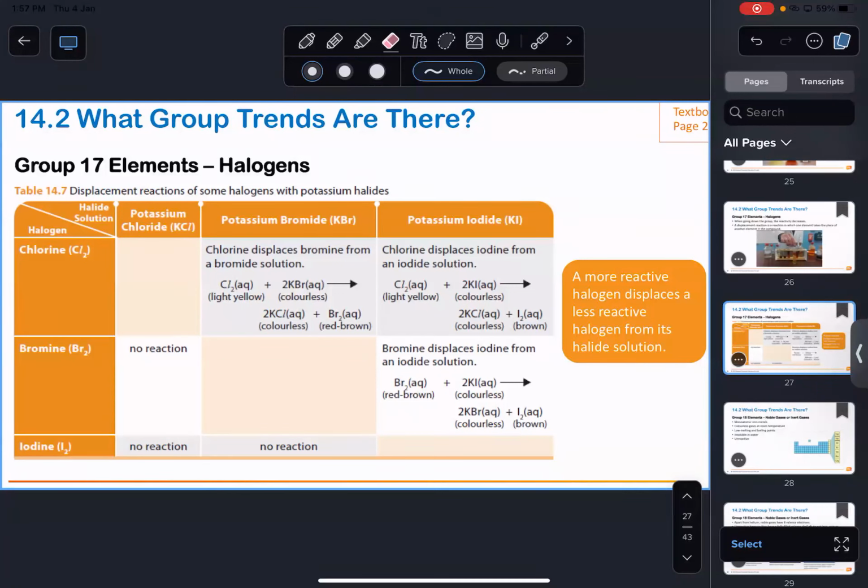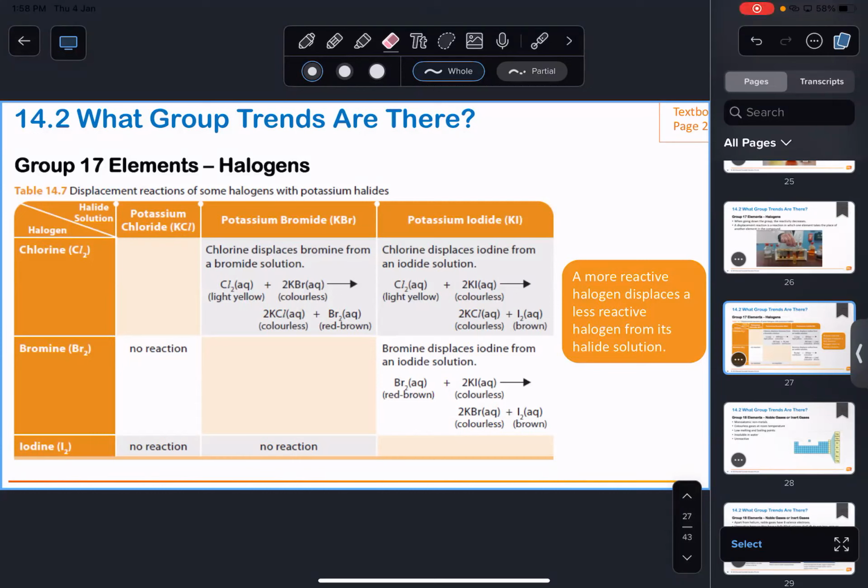Okay, so if you read this table and you read across, as long as the halogen that I'm using is more reactive than the halogen in the salt, it can kick it out and then the displacement reaction will occur. If it's not, it's the reverse. In this case, if I'm trying to use bromine to displace chlorine, can or not? Cannot, because chlorine is more reactive than bromine. Or you can say bromine is less reactive than chlorine. So therefore, this has no reaction.